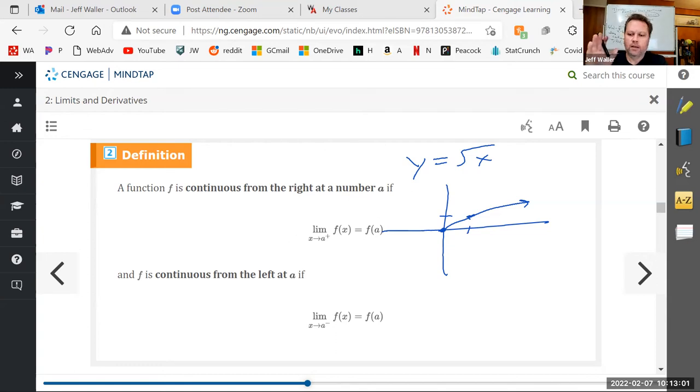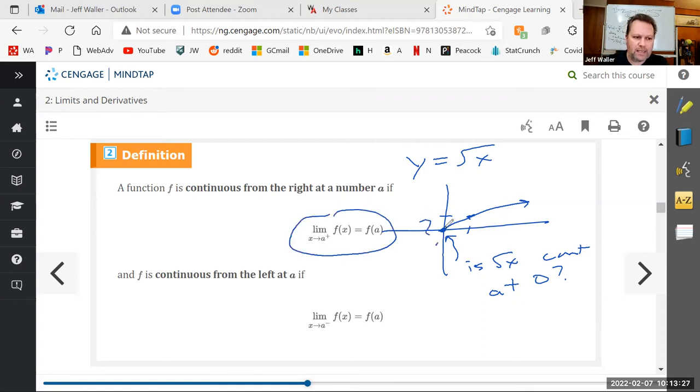Okay. So to be fair, let me ask you this. Is the square root of x continuous at zero? What seems a little evil about that is, does it look like there's a limit at zero? Well, no, because can it even come from the other side? So to be fair, if it doesn't even have a domain on the other side of the point, that's not fair.